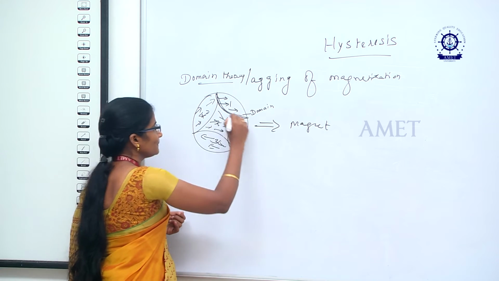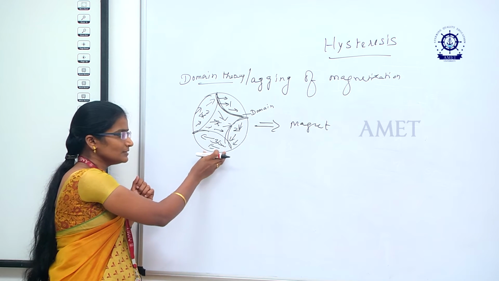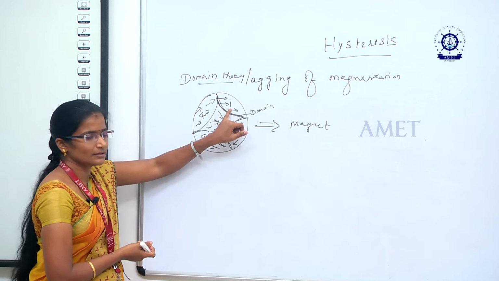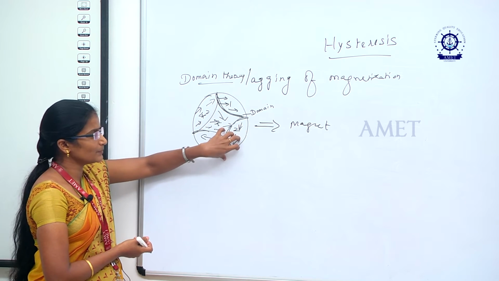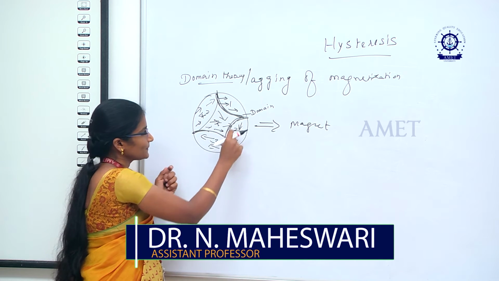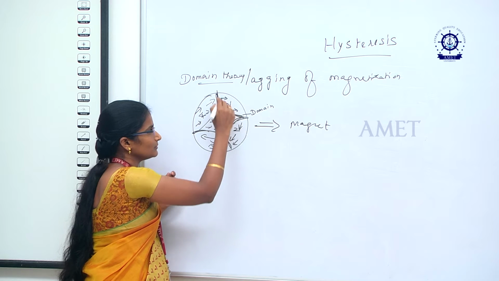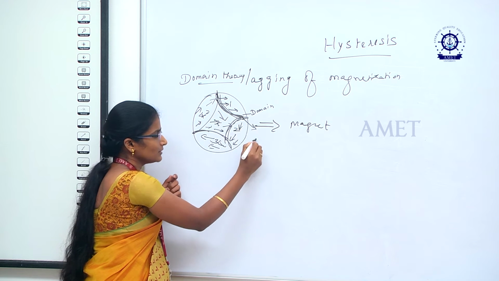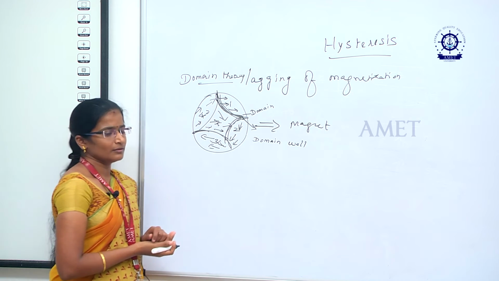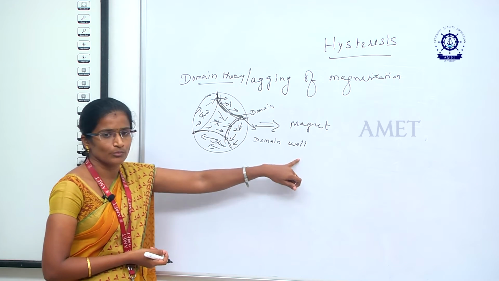There are two processes used to convert this bulk material into a magnet. Initially, a region consisting of different spins is called a domain. The separation of each domain, this is one domain, this is another domain, the separation of two domains is called a domain wall. So this is called a domain, and the separation of two domains is called a domain wall.